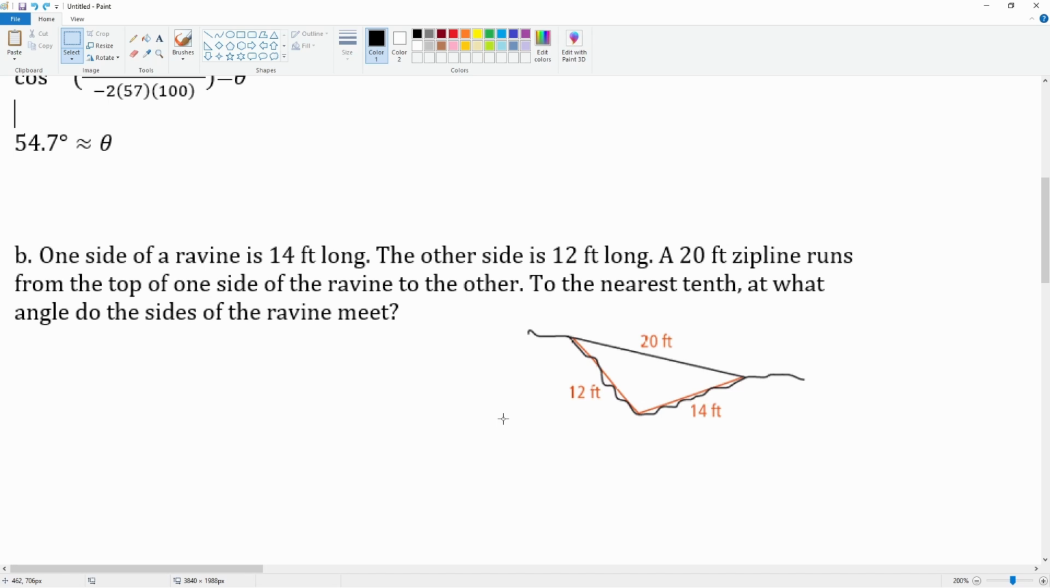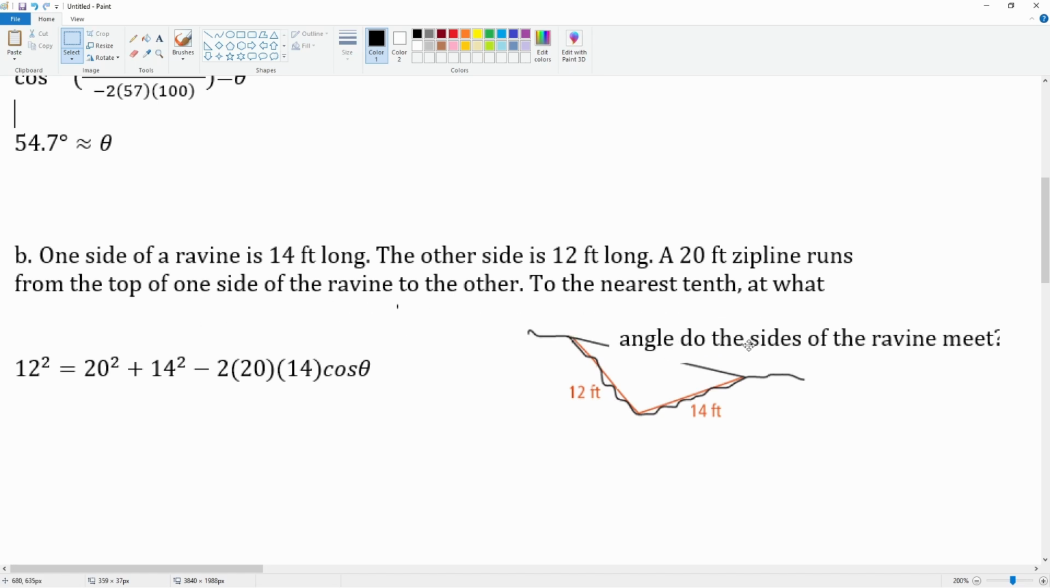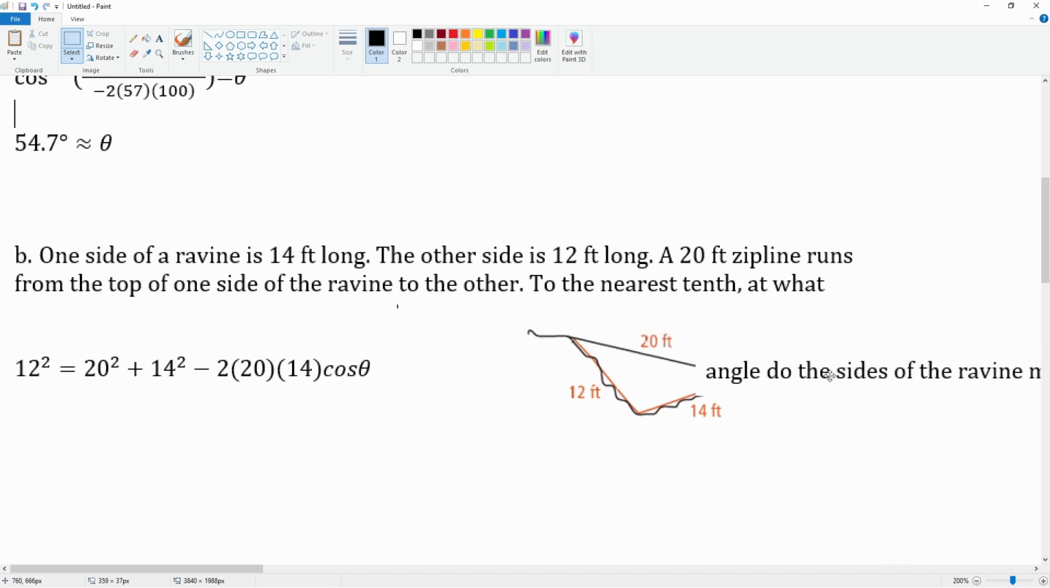This one is another law of cosine because you're given all three sides. Same thing here. The reason why the 12 is the length here by itself is because that is the opposite to the angle in which the side and ravine meet, which is this part right here. That's the angle in which the ravine and the side meet.